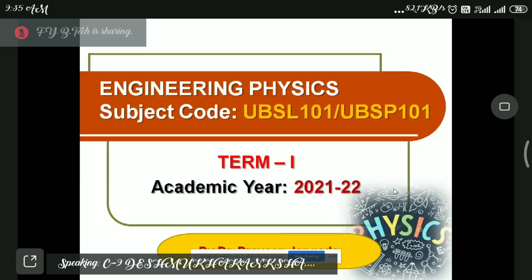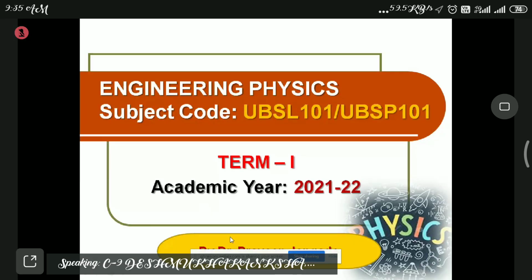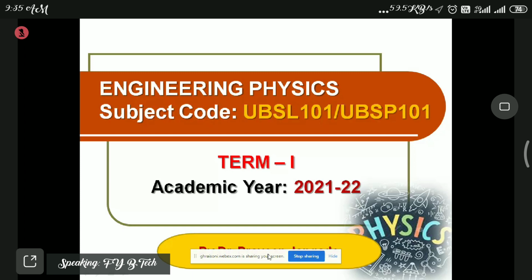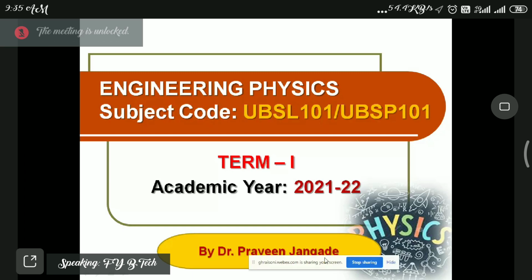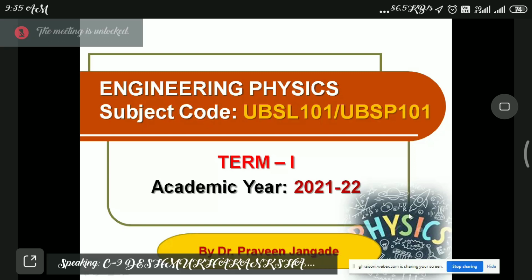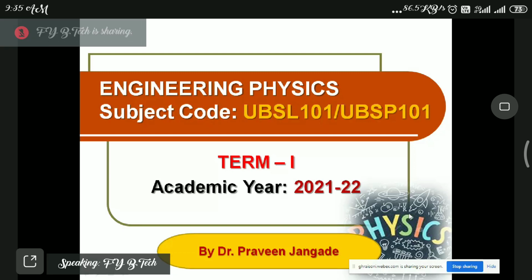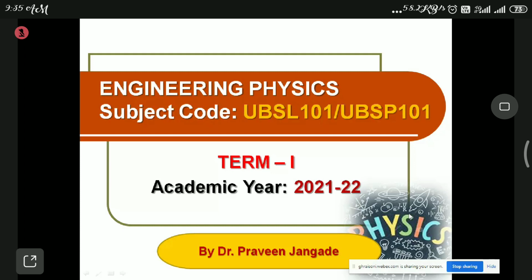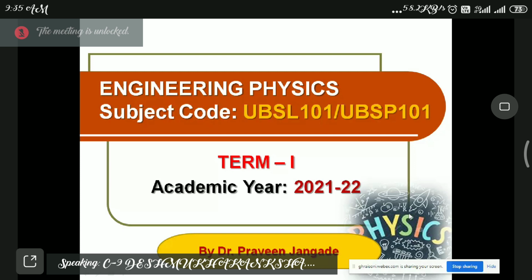Our unit number 1, that is electron ballistics, is done. Now we have to start with the next unit, that is electron optics. The course material for your electron ballistics as well as optics, all types of course material, whether it is a PowerPoint presentation, numerical bank, or theory question bank, I have uploaded on the Google Classroom.